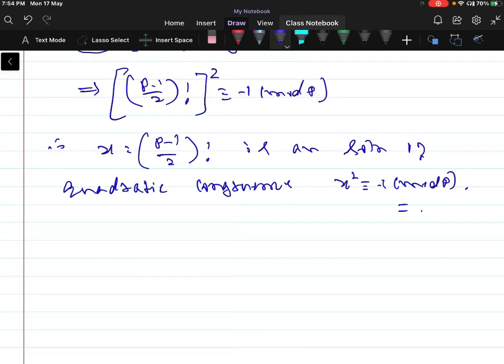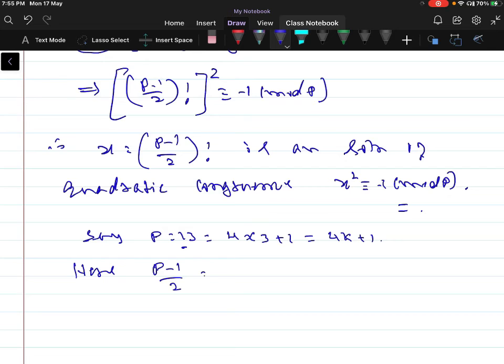So let us take an example. Let us say p is equal to 13, which is of the form 4 into 3 plus 1. So that can be written in 4k plus 1 form. And here (p-1)/2, where p is equal to 13, 13 minus 1 by 2, that is 6 here.